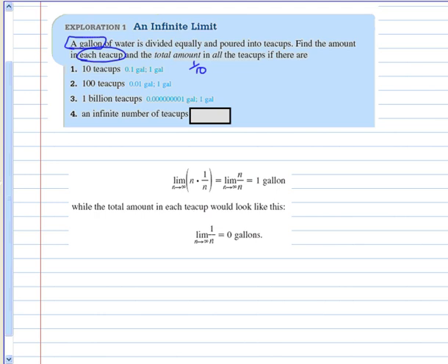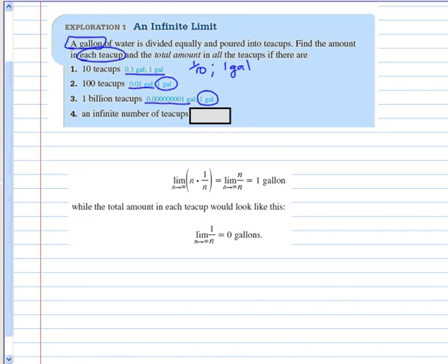Well, I add all those 1/10ths together, and I should have 1 gallon when I am done. Probably can see it right over there. 100 teacups, pretty easy to figure out. I'd have 1/100th of a gallon in each teacup, and when I add those 100 1/100ths together, I have 1 gallon when I'm done. What if I had 1 billion teacups? Well, not much in each teacup, but there's 1/1,000,000,000th in each teacup. And if I add those 1/1,000,000,000ths of a gallon together, I end up with 1 gallon when I am all done.